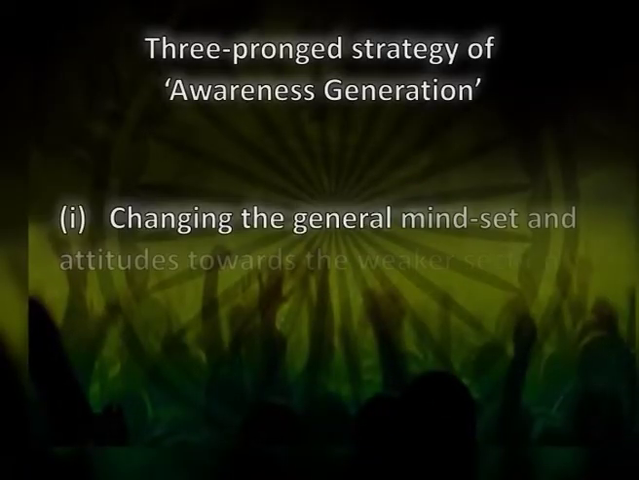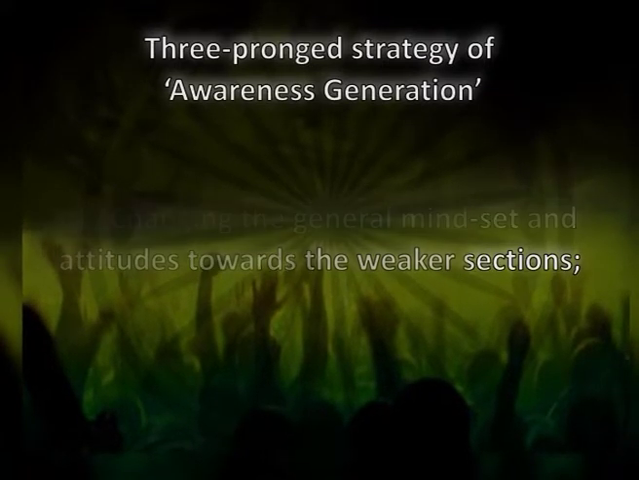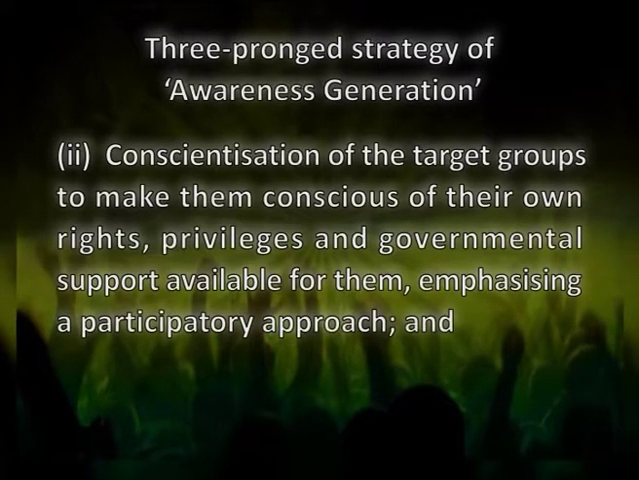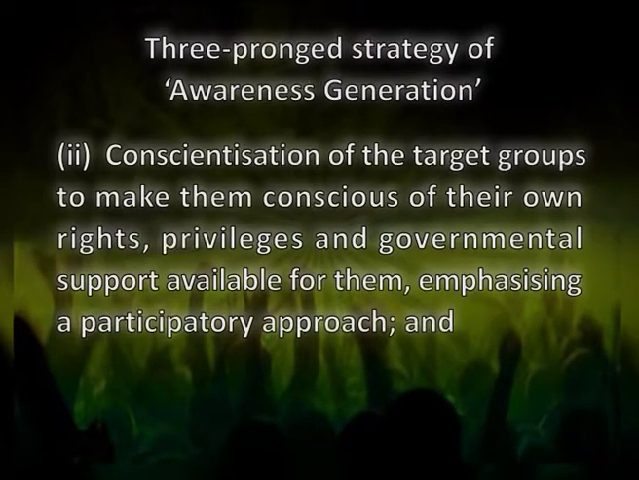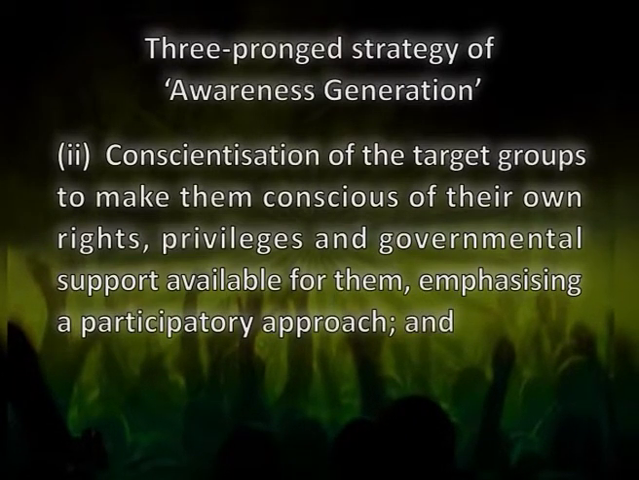Implementation and monitoring of the 20-point program for ensuring social justice to scheduled castes and the 15-point program for protection and development of minorities is underway. This includes implementation of a three-pronged strategy of awareness generation. Number 1, changing the general mindset and attitudes towards the weaker sections. Number 2, conscientization of the target groups to make them conscious of their own rights, privileges, and governmental support available for them, emphasizing a participatory approach.